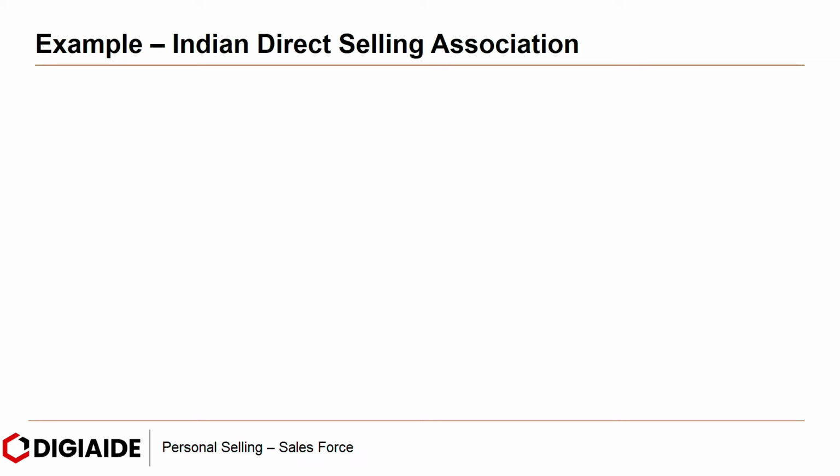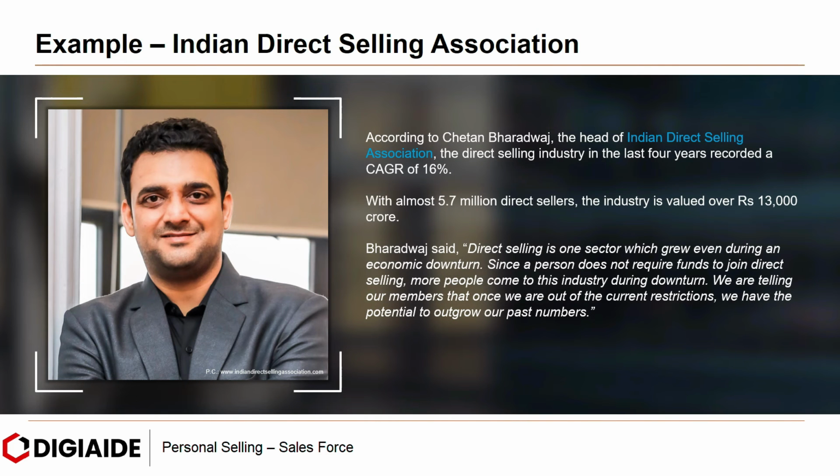Now moving on to the example of the Indian Direct Selling Association. According to Chetan Bharadwaj, the head of the Indian Direct Selling Association, the direct selling industry in the last 4 years recorded a CAGR of 16%. With almost 5.7 million direct sellers, the industry is valued at over Rs 13,000 crores. That's roughly about $2 billion. Bharadwaj said that direct selling is one sector which grew even during economic downturn. Since a person does not require funds to join direct selling, more people come to this industry during downturn.